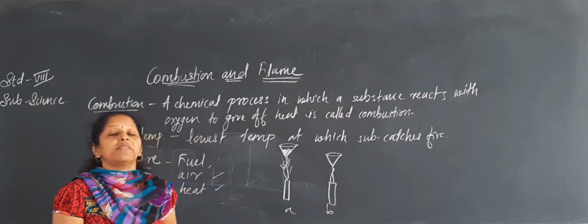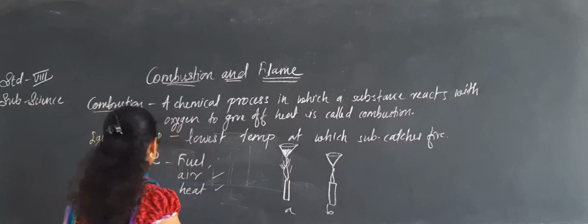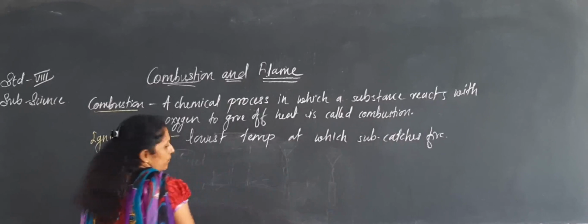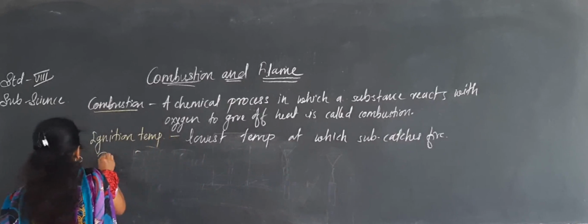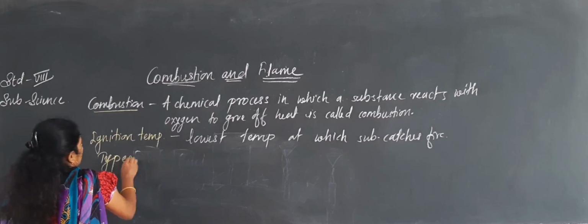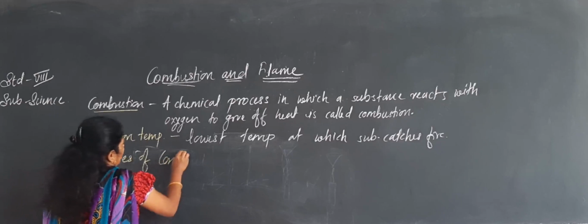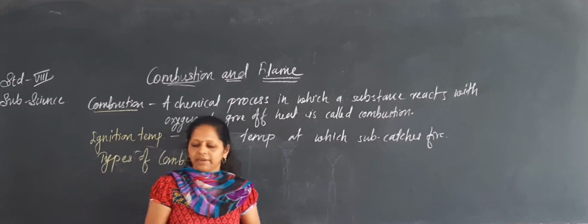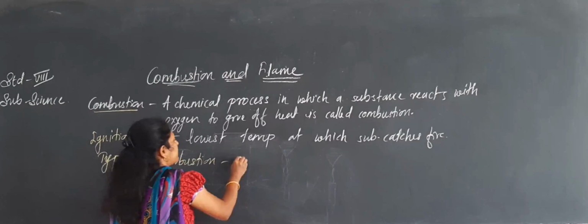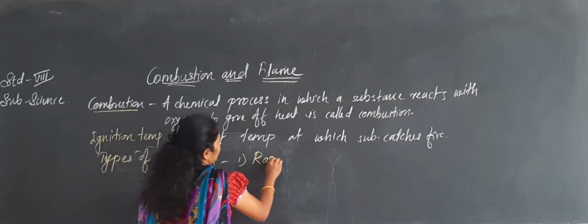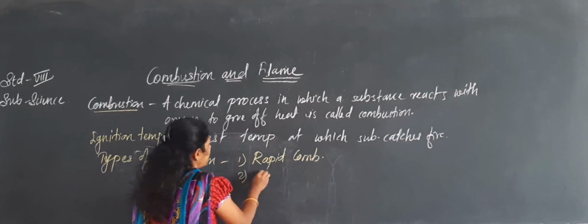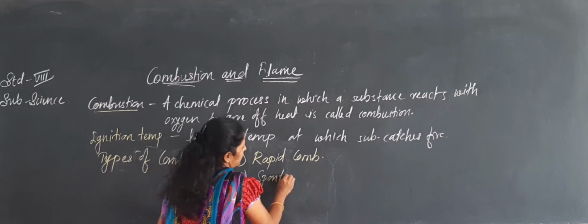Next one is the types of combustion. Which are the types of combustion? About that we are going to see here. The types of combustion are the rapid combustion and the spontaneous combustion.